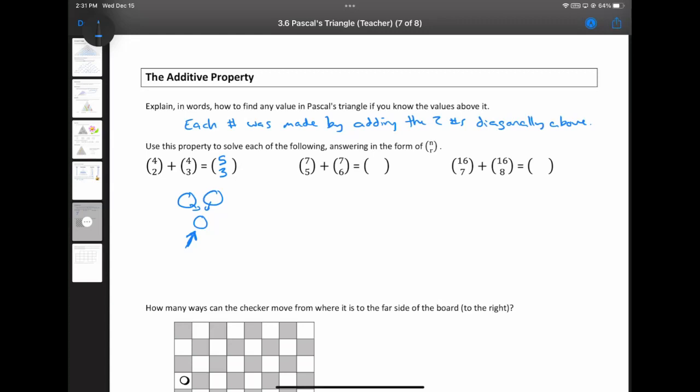Similar logic for the next one. 7 choose 5 plus 7 choose 6. As long as these have the same top number and the bottom two are consecutive, this will work. So then this becomes 8 choose 6.